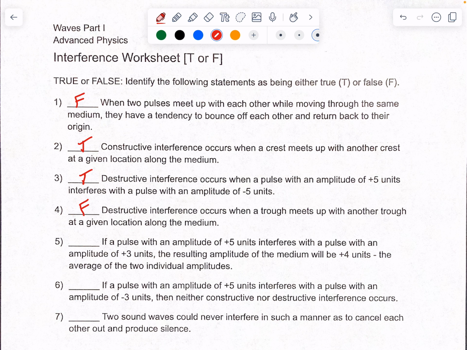Number 5, if a pulse with an amplitude of +5 units interferes with a pulse with an amplitude of +3 units, the resulting amplitude will be a medium of 4 units, the average of the two individual amplitudes. Well, if you have a positive and positive, all you got to do is add them up. So +5 plus +3 is going to give you a +8. There's no mention of doing averages, so don't think that's correct at all. Do not do anything average. All you gotta do is add them. So this +4 is wrong, and this is going to be false.